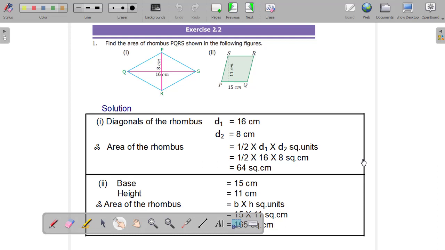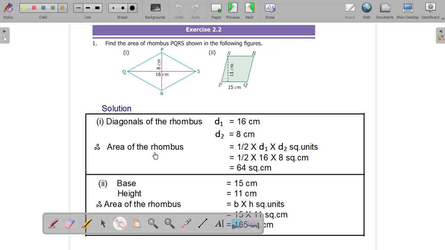Let's move on to exercise 2.2. First sum: find the area of rhombus PQRS shown in the following figure. Look at this first figure. A rhombus is given with two diagonals. What are the measurements of the diagonals? D1 is equal to 16 centimeter, D2 is equal to 8 centimeter.